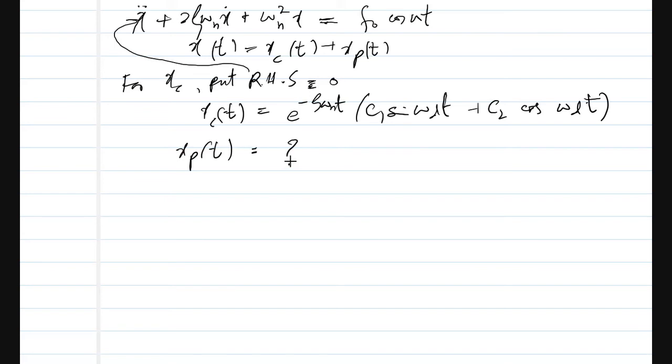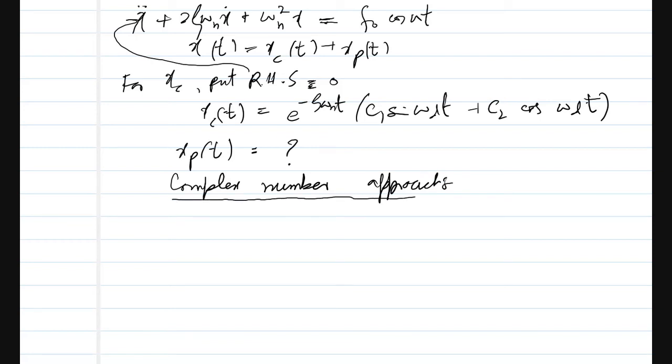Now for the solution of x p of t, I am using a very specific approach, called the complex number approach. There are other approaches as well, like variation of parameters, the method of determining coefficients, and maybe others, but I think this method is relatively simpler to understand, so I have used it to solve the equation. As we have told you, we are only interested in x p of t, and because we know x c of t previously, you just have to add the two solutions to get the final solution of the forced vibration system.